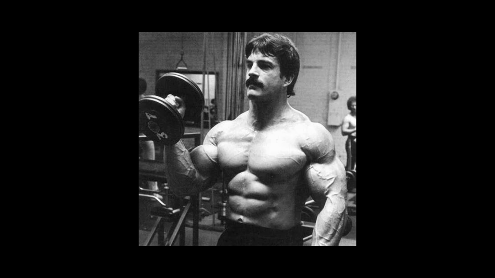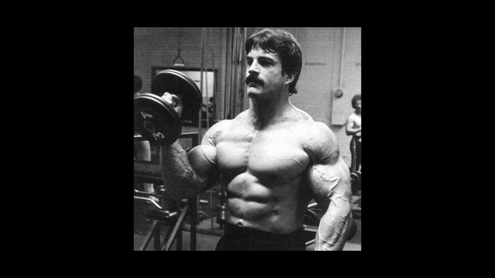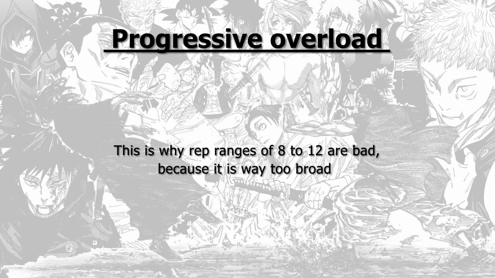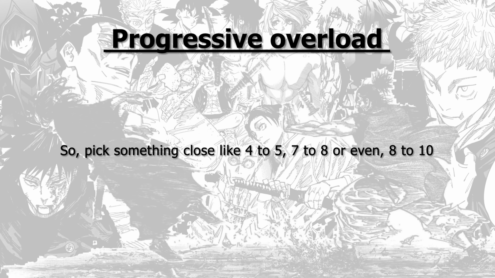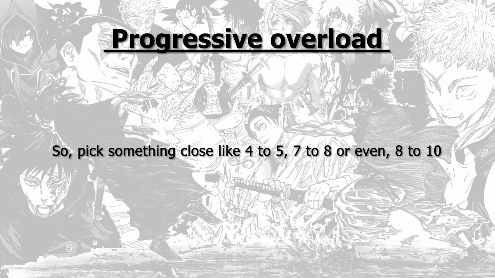If you want a specific goal and you don't properly progressive overload, you will not achieve your set goal. This is why rep ranges of 8 to 12 are bad, because it is way too broad. So pick something close like 4 to 5, 7 to 8, or even 8 to 10.